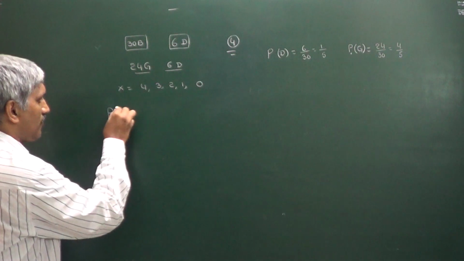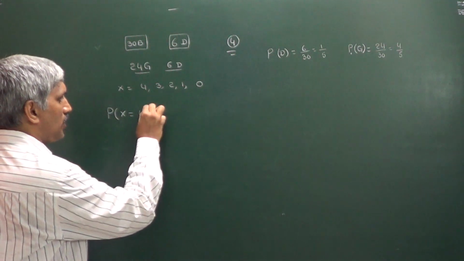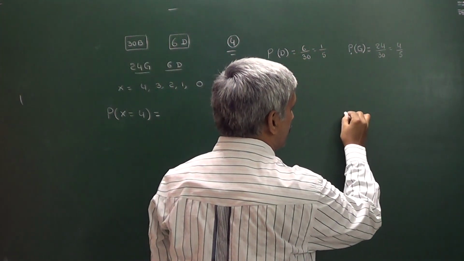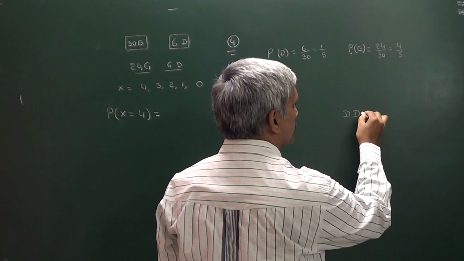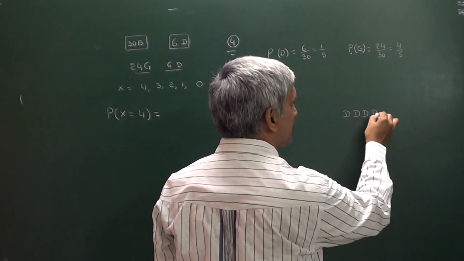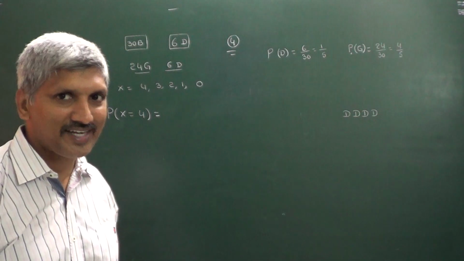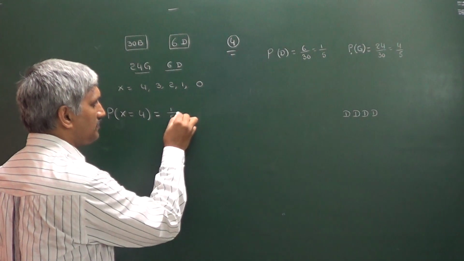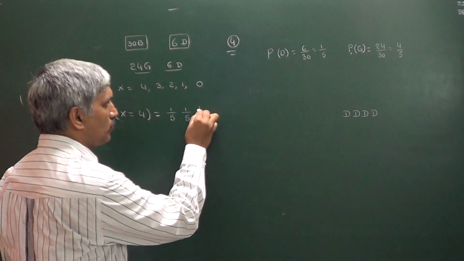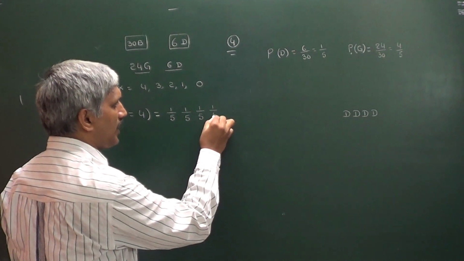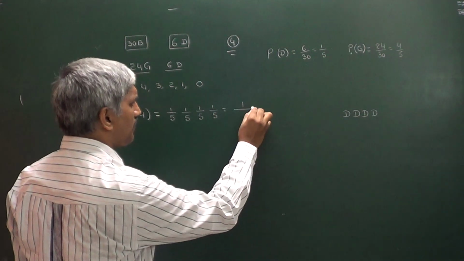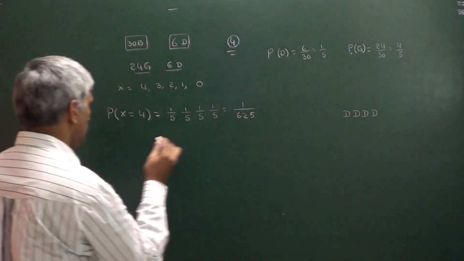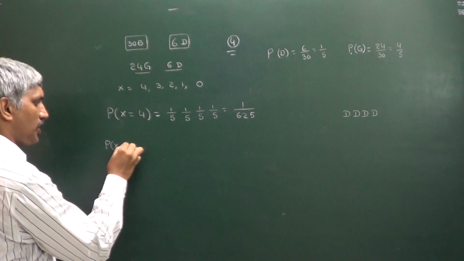Now I am finding P of X equal to 4. Number of defective bulbs equal to 4 means first we get a defective, next also defective, next also defective, next also defective. So the probability is 1 by 5 into 1 by 5 into 1 by 5 into 1 by 5, which equals 1 divided by 625.